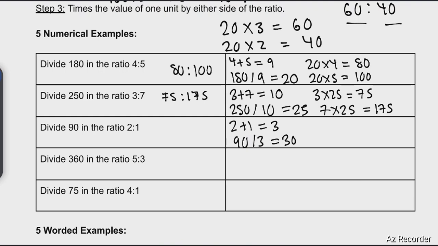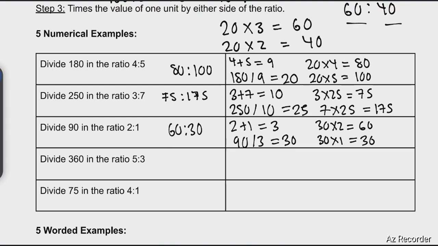And then times the value of one part by either side of the ratio. So 30 times 2 is equal to 60. And then 30 times 1 is equal to 30. And so our ratio is now 60 to 30, and this adds up to 90. So we've split that accordingly.